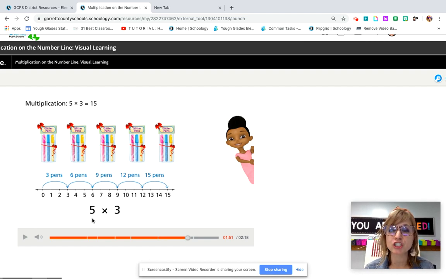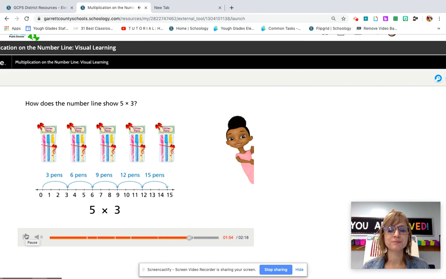That first factor is the groups. So remember that. 5 jumps. 1, 2, 3, 4, 5. When you turn that into a multiplication equation, that's your first factor, 5. And then your next factor is going to tell you how many in each group. 3.